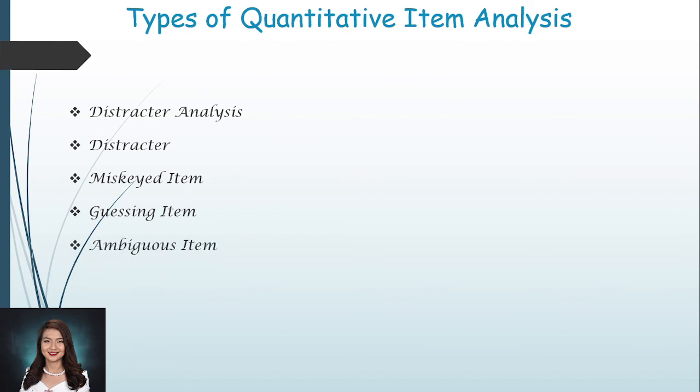And lastly, we have the ambiguous item. This happens when more students from the upper group choose an incorrect option and the key answer equally. So we're done with the quantitative item analysis. See you in part 2, sweeties. Thank you!